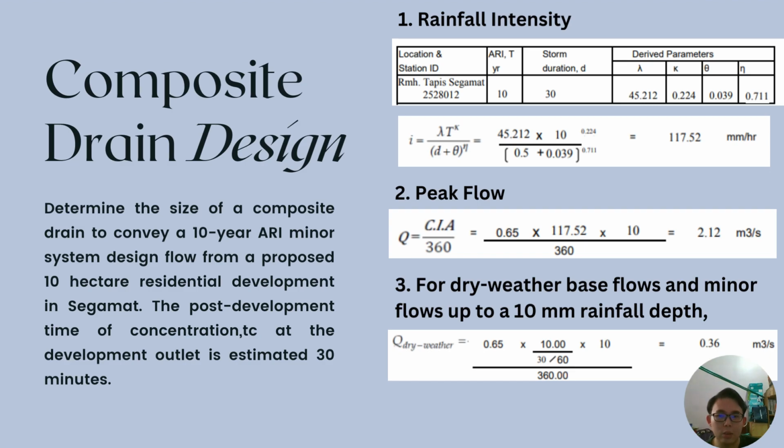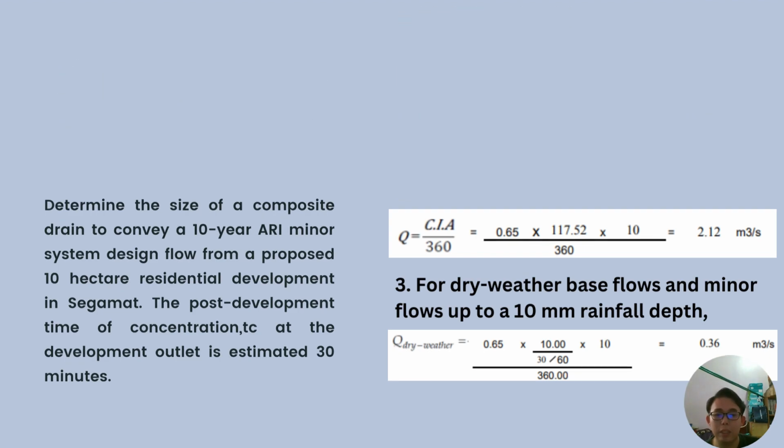So for the first step, we determine the rainfall intensity by using the formula I equals lambda T to the power of k divided by (T plus theta) to the power of n. So we get a value of 117.52 millimeter per hour. The second step is to determine the peak flow by using the formula Q equals CIA divided by 360, and we will get a value of 2.12 meter cube per second. The third step is to determine the dry weather base flow and minor flows up to the 10 millimeter rainfall depth. So the crude dry weather flow gives a value of 0.36 meter cube per second.